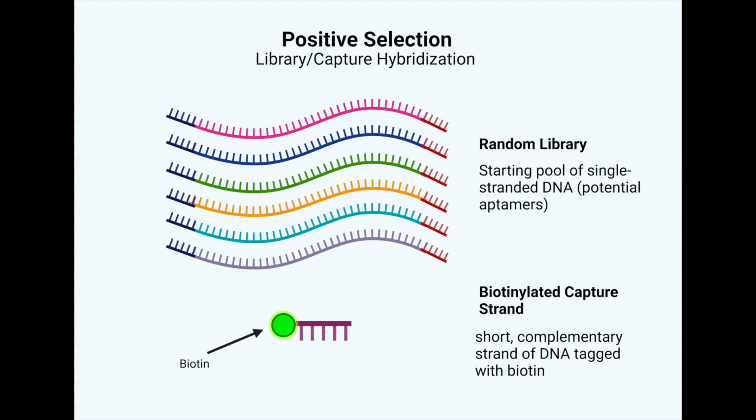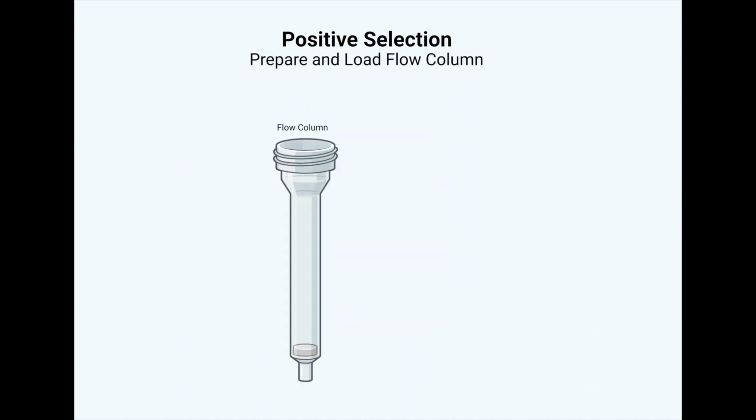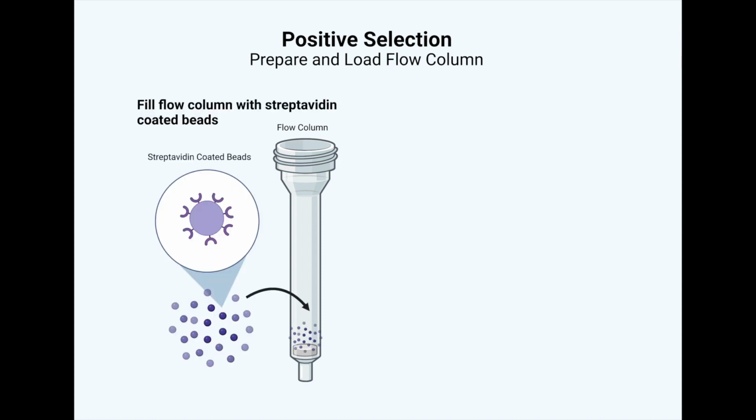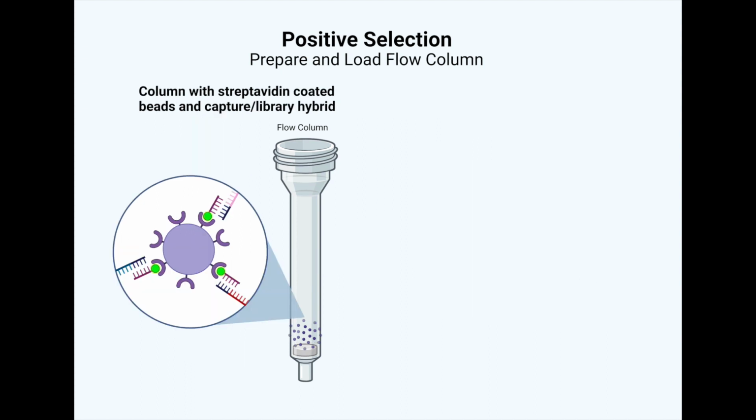The complementary DNA on the capture strand will bind to the library, creating a capture library hybrid. Every potential aptamer in the library has the same constant region, so it is really easy to generate this complementary strand. The second step is to take a flow column and fill it with streptavidin-coated beads. The capture library hybrid can then be added to the column as well. Streptavidin binds tightly to biotin, so the beads will be able to hold all the capture library hybrid in place. At this point, you could say that the capture library hybrid is immobilized.